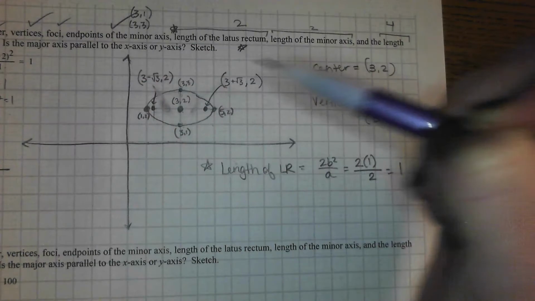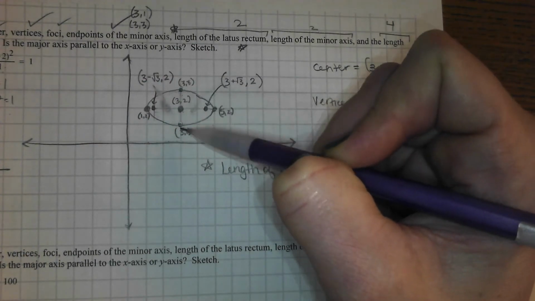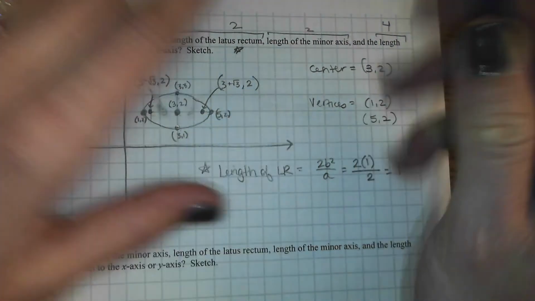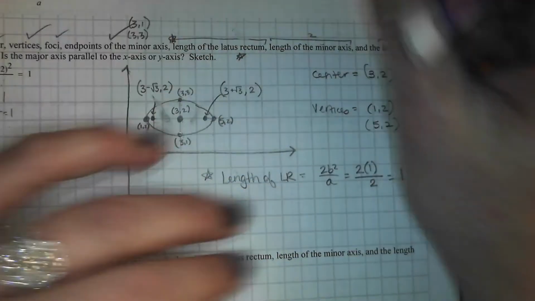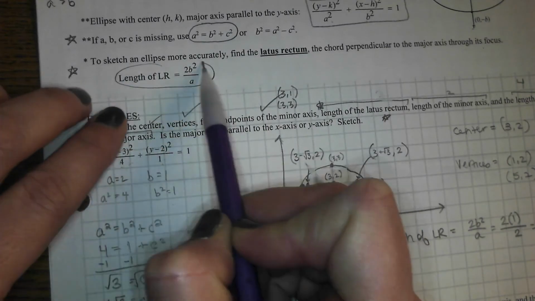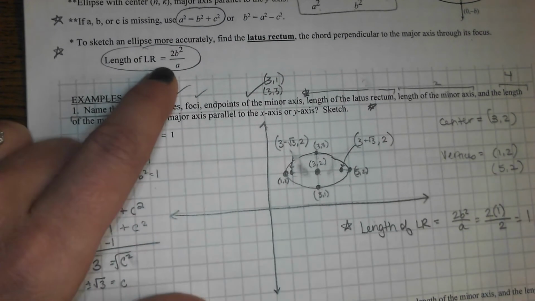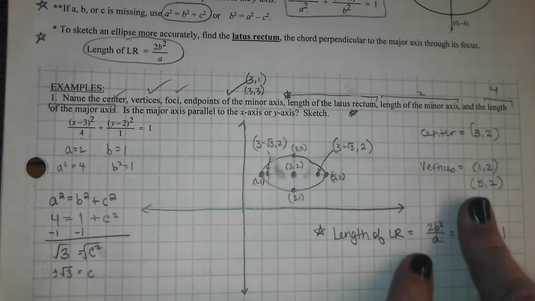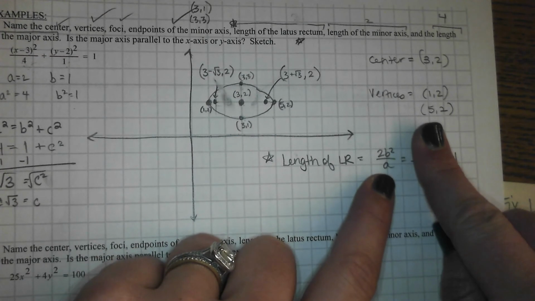So it's definitely going to be shorter than the minor axis. The minor axis is definitely 2. The length of the latus rectum, though, has a formula that you need to know. So length of latus rectum right here. LR equals 2b squared over a. So I wrote that down here. You should write that too.